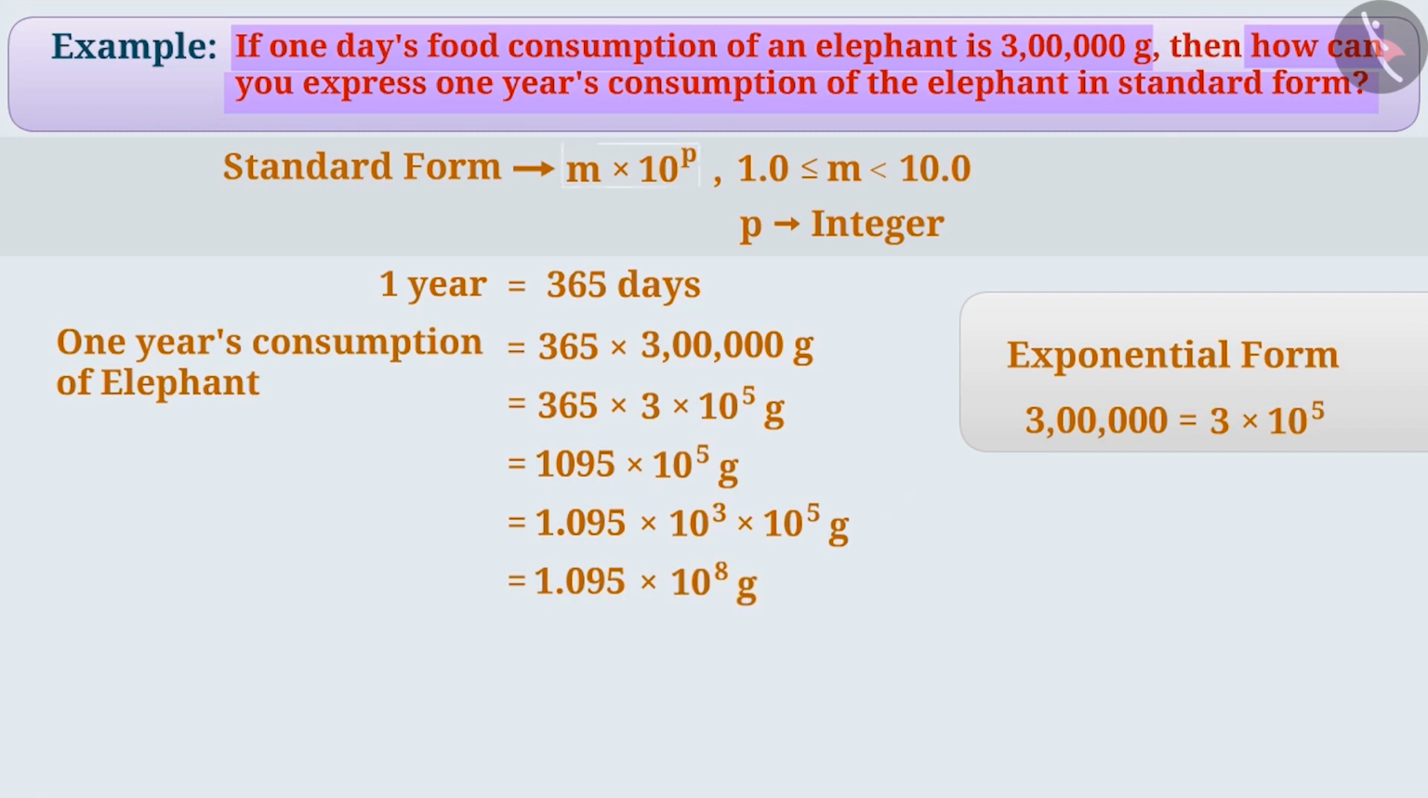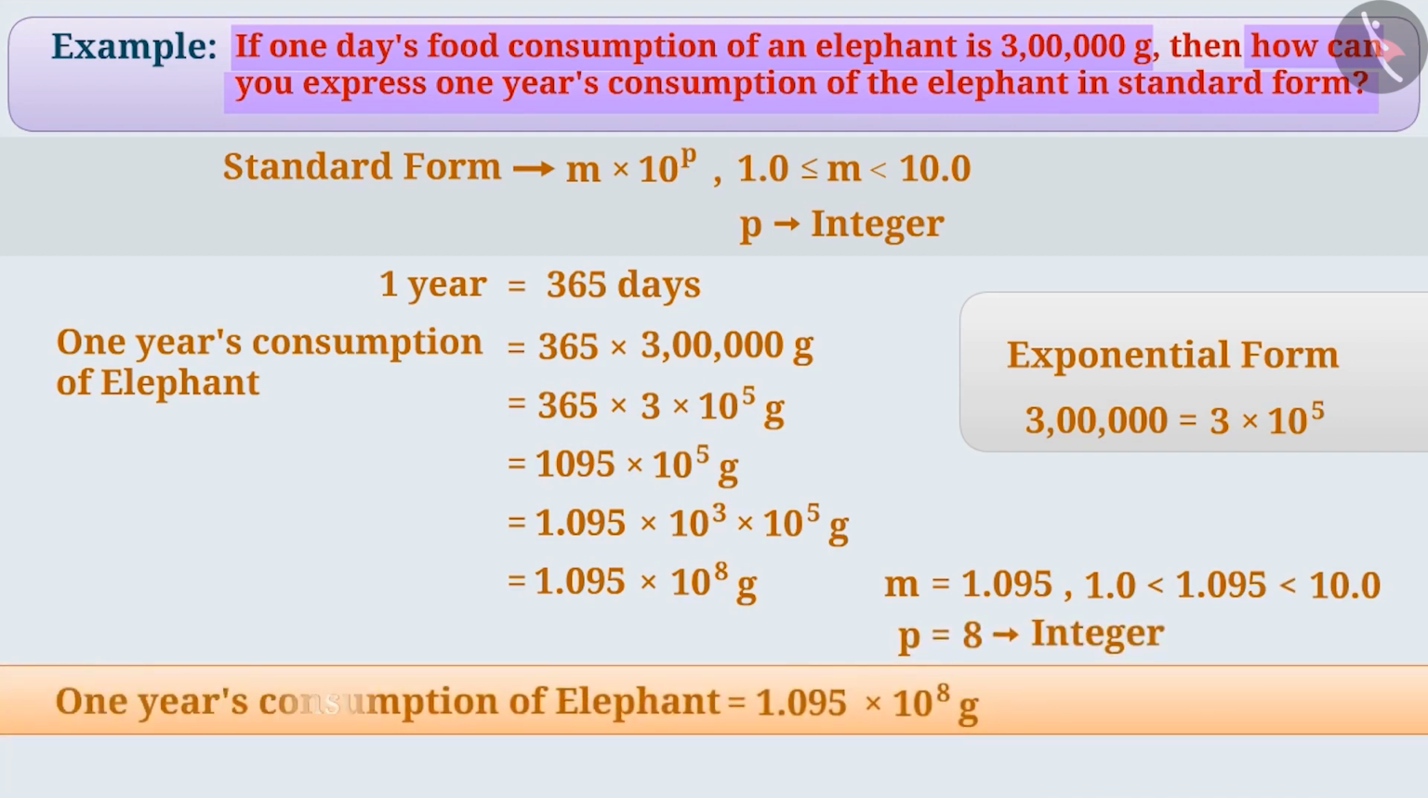Comparing this to m into 10 to the power of p, we get to know that the value of m here is 1.095, which is greater than 1.0 but smaller than 10.0. Similarly, the value of p is 8, which is an integer. Thus, by finding out the 1 year's consumption of the elephant, we have expressed it in standard form.